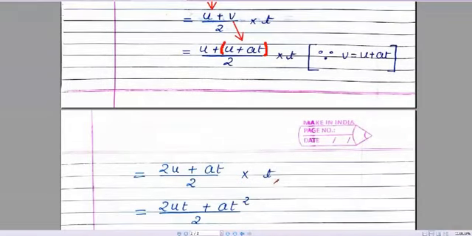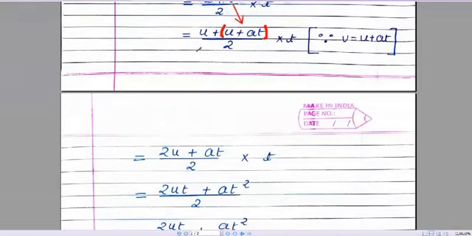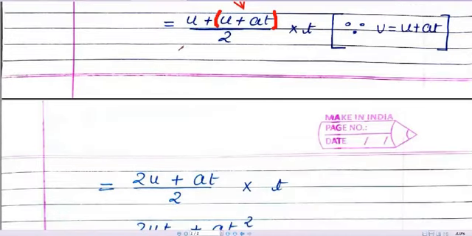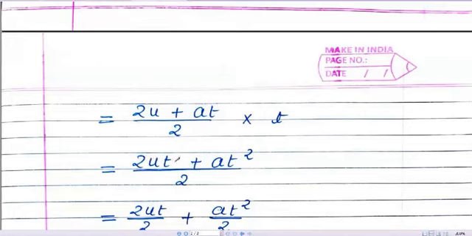Now let's understand. If you solve this, you get something like this. This is u plus u, so this is 2u. This at will remain the same, this 2 will remain the same, and this t will remain the same. What does this mean? It means that t is in multiplication relationship with the whole bracket. So 2u is multiplied by t, that will give us 2ut. This at will be multiplied with t, that will give us at square, and this 2 will remain the same.